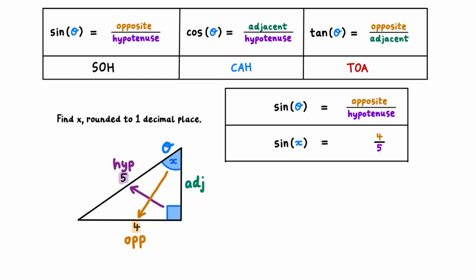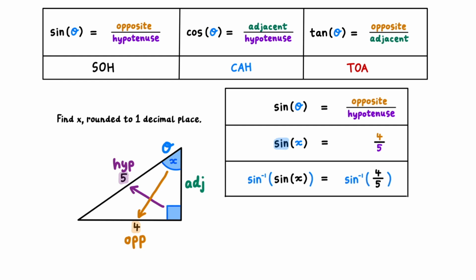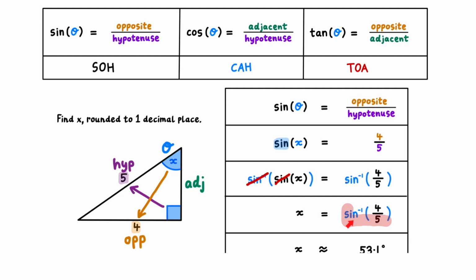To solve for x, we need to remove the sine function in front of the x. We do this by taking sine inverse of both sides of the equation. On the left, the sine inverse cancels with the sine, and we're just left with x. Now we can use our calculator to compute the right-hand side. Rounded to one decimal place, we find that x equals 53.1 degrees.